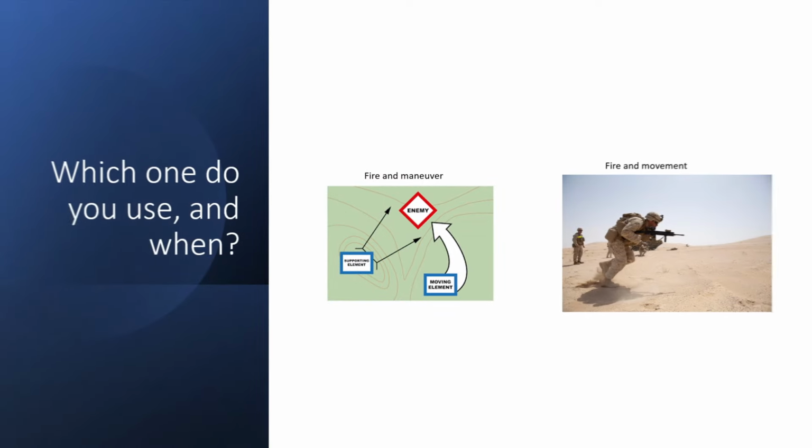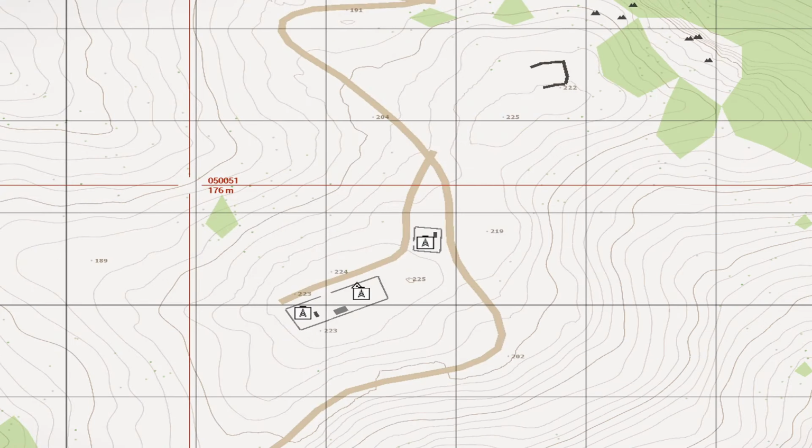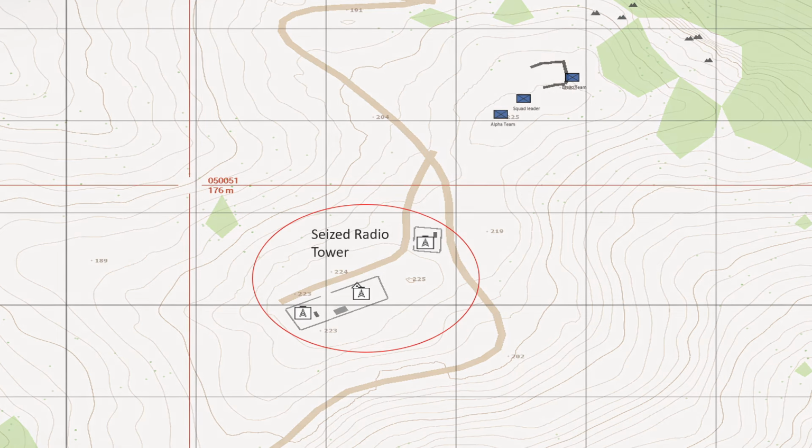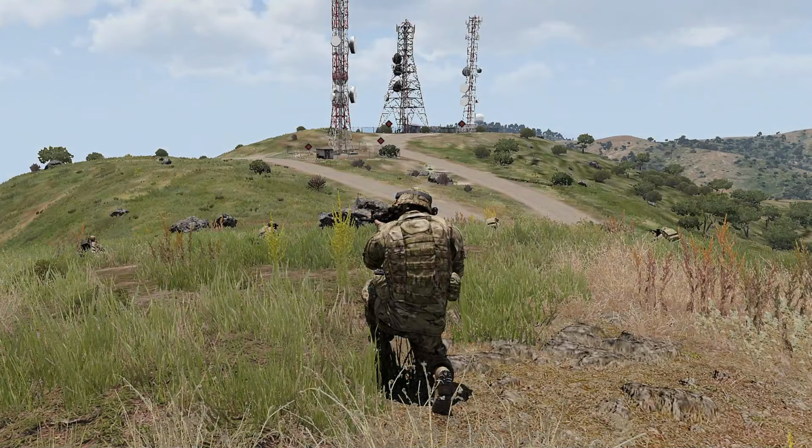Now that we understand our two squad operation principles, how do we know when to use them once our squad meets the enemy? Let's take a look at a scenario to better help our understanding of when to use either principle. Your squad has been tasked with investigating a radio tower believed to be seized by insurgents. Upon arriving at the radio tower, your base unit spotted enemy, took cover, and established a base of fire. In this scenario, would you use fire and movement or fire and maneuver?